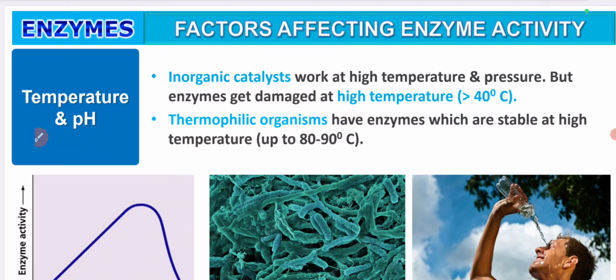Inorganic catalysts work at high temperature and pressure, but enzymes get damaged at high temperature, so they have to work below 40 degrees Celsius. Thermophilic organisms have enzymes which are stable at high temperature, up to 80 to 90 degrees Celsius.